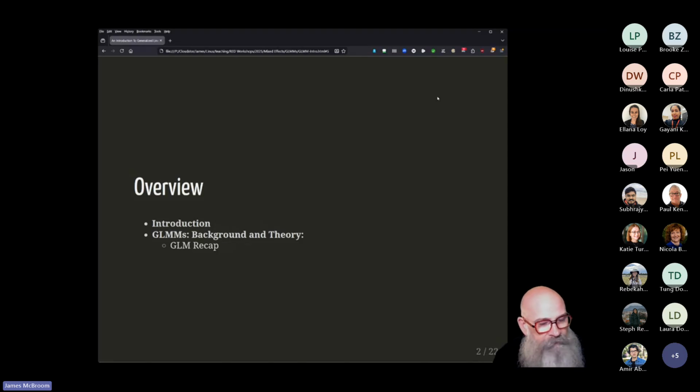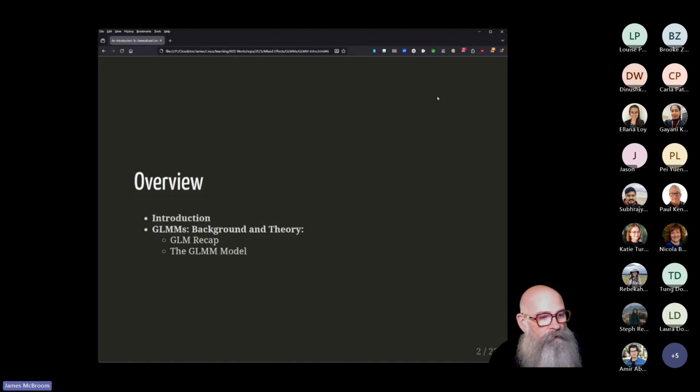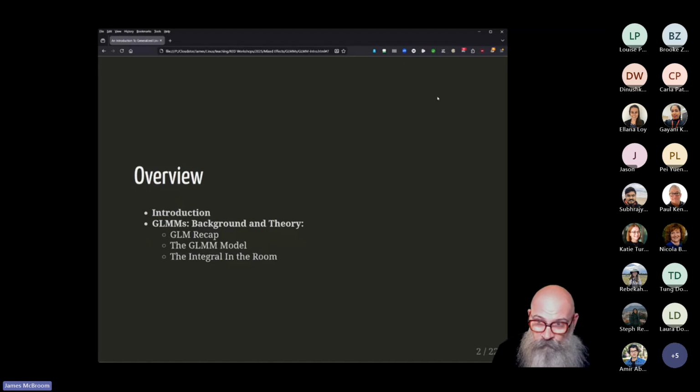So we'll recap generalized linear models, because generalized linear mixed models are built upon the GLM foundation. After that, we'll discuss what the model for the GLMM actually looks like and point out how that fits into the GLM framework that we've already seen or may have already seen before. Then we'll talk about what actually makes GLMMs so difficult to implement in practice.